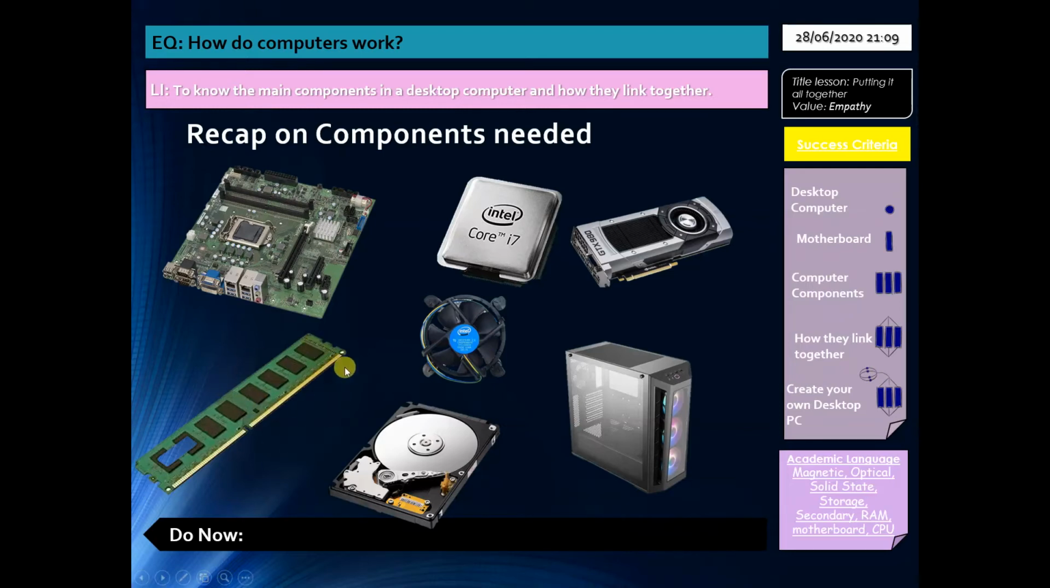Down here is our RAM, so our primary storage, so random access memory. This again fits into the motherboard. This is where all currently running programs are stored. RAM is volatile, which means that if it loses power, all the data is lost.